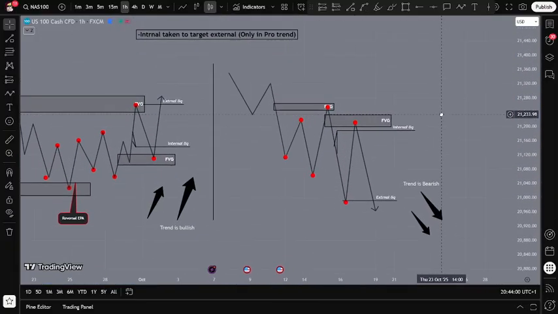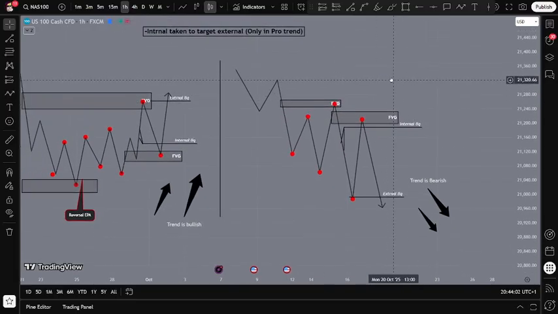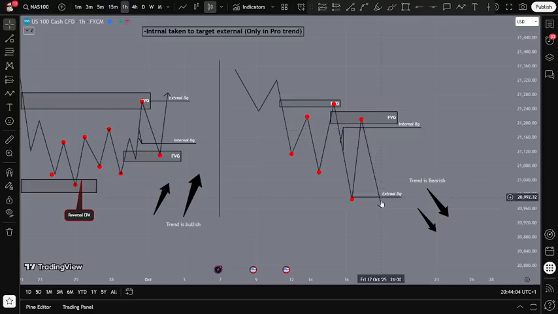And here's another, a bearish scenario. So let's say the pro trend over here is bearish, and then when market sweeps this internal liquidity, you can target this external low, but again set some break even in this internal range somewhere around here. So this is the only time where you can trade from internal to external, but the trade has to be only in a pro trend.